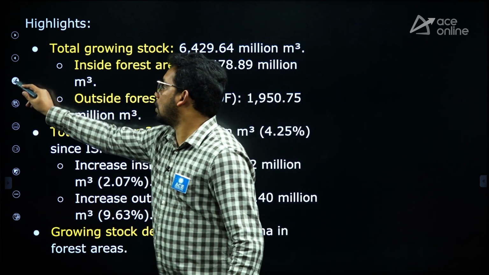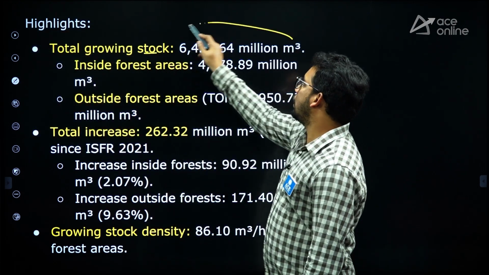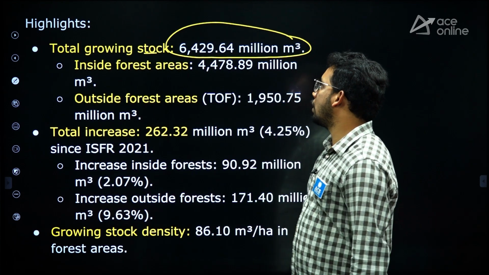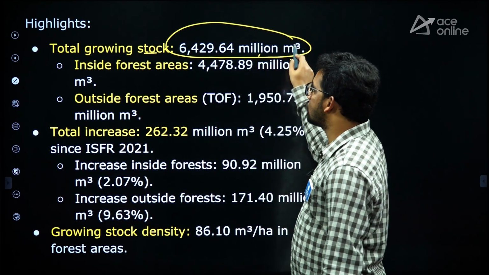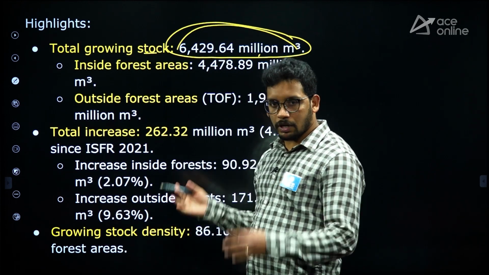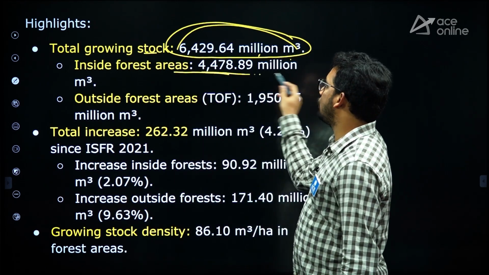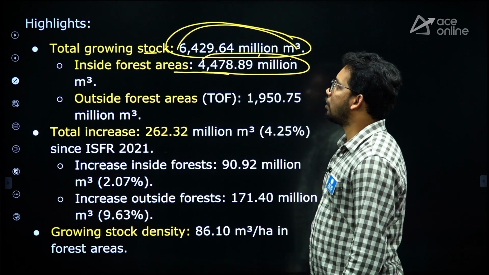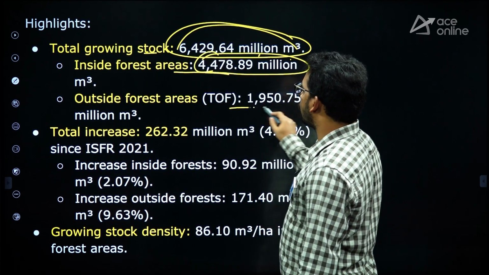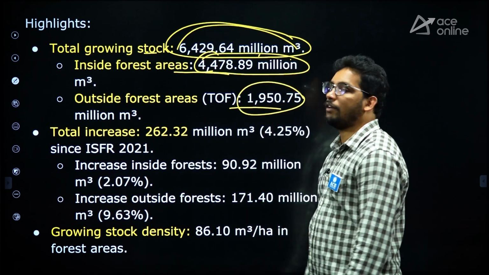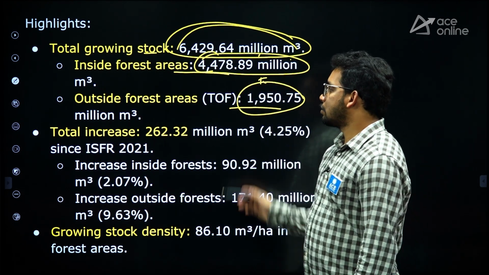Now the total growing stock in terms of volume in India is 6,429 million meter cube, not meter cube, million meter cube. This is the total volume of the trees that we have. And inside forest we have, out of this 6,429, inside forest we have 4,478 and outside forest we have 1,950. If you add both these things, you will get this same number, right? So this is the thing.